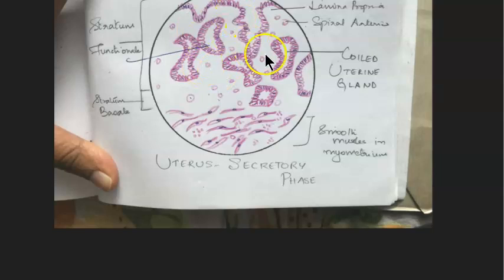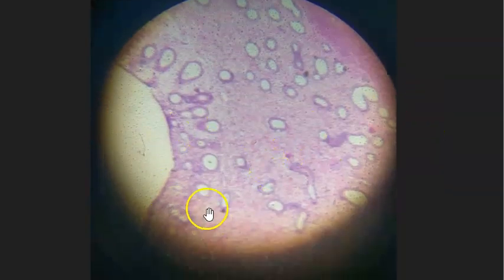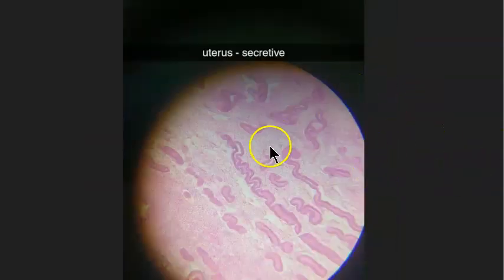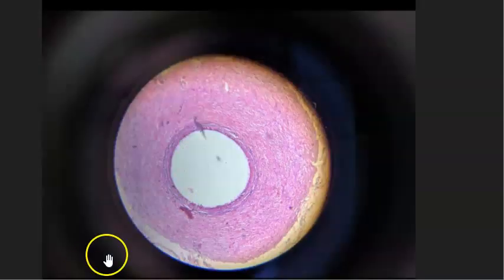And here you have the secretory phase of the uterus. So what will you see here? Coiled uterine glands. So now you can see a wow moment here. This is uterus proliferative. Now this is uterus secretory. See how it is coiled glands, they said, right? Very nice.